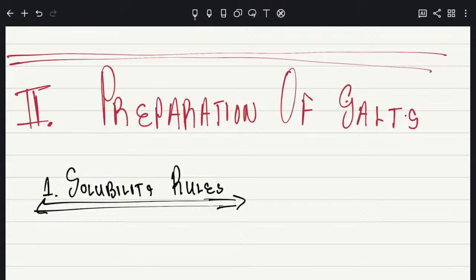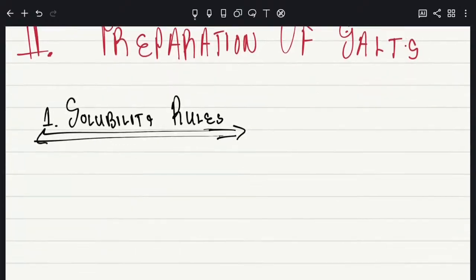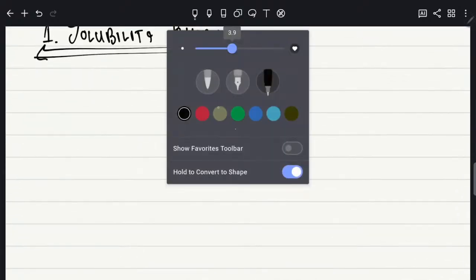And how do you make them in the lab? You apply solubility rules. Really? Yes. It tells you the things you're mixing and then asks you some questions. This is an easy question that comes in the exam. But let's just write solubility rules.